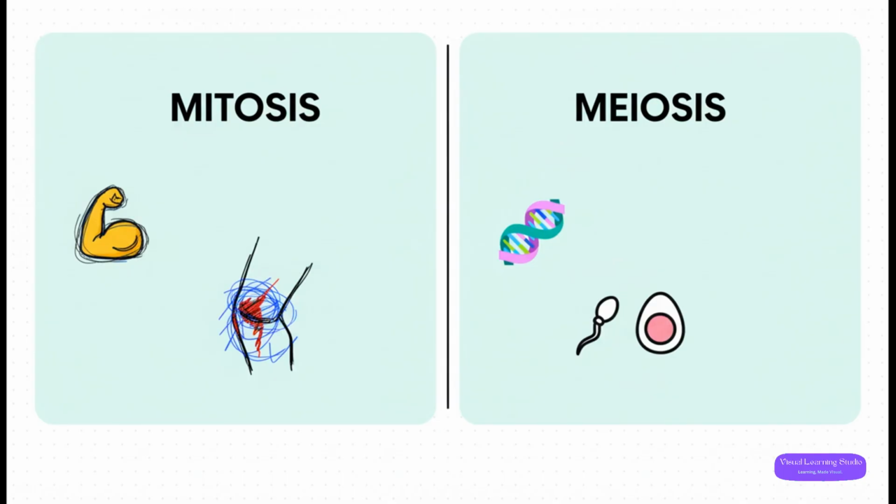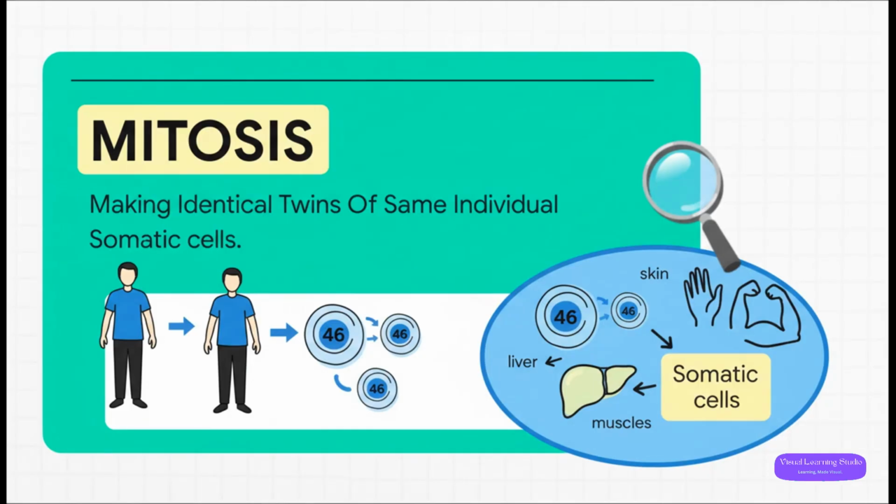To lock this in, we're going to use two really simple acronyms. Let me break them down for you. First up, mitosis. Just remember this phrase: making identical twins of same individual's somatic cells. So let's unpack that. Making identical twins tells you it makes two cells that are perfect copies. Same means the chromosome number stays the same. And somatic cells? That's just the fancy term for all your regular body cells. Your skin, your muscles, your bones, the whole shebang.